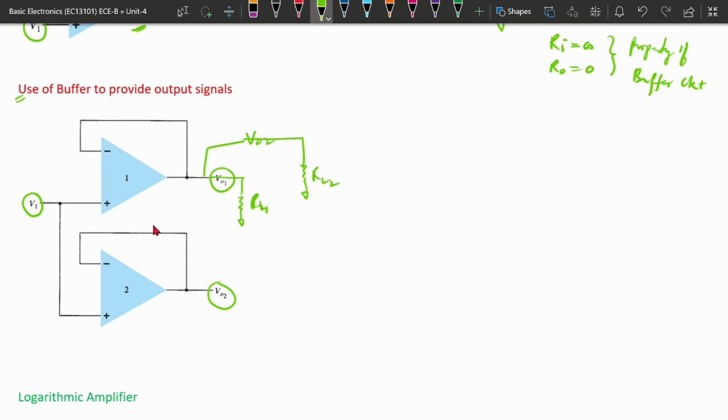So this is the loading effect. Basically, if two loads are connected at the same terminal, there will be a loading effect. To avoid the loading effect, we use two different buffers, and these buffers are able to handle the load resistance because they have an output resistance of 0. So it can handle the load without the loading effect. This is how buffer circuits can be used to produce different output signals based on a single input signal.